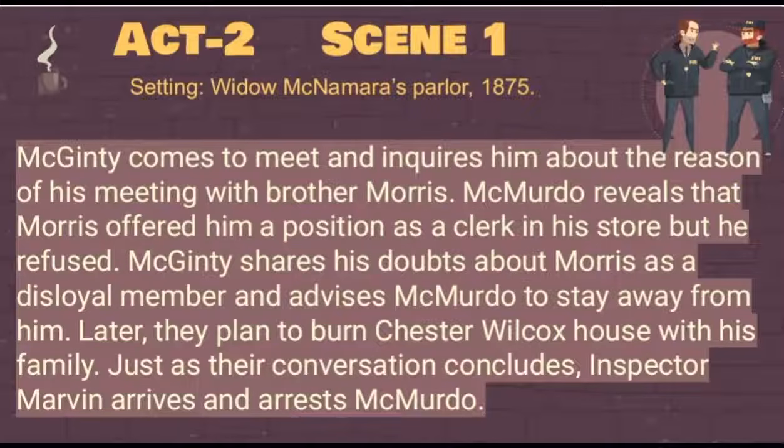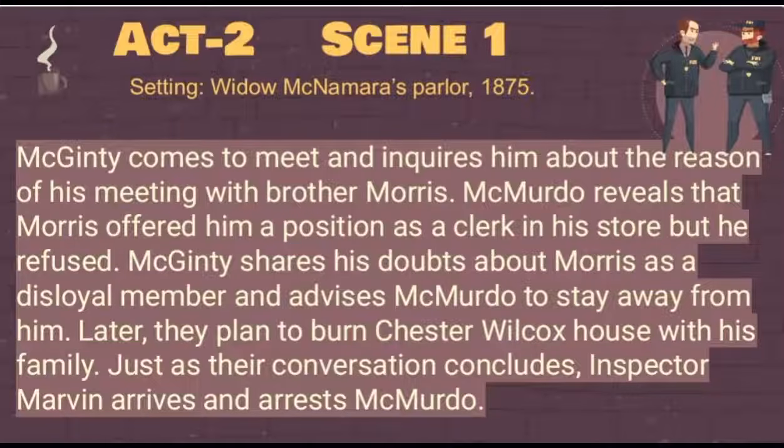McGinty comes to meet McMurdo and inquires about the reason for his meeting with Brother Morris. McMurdo and Morris already had a plan for what they were going to share with McGinty. So McMurdo reveals that Morris offered him a position as a clerk in his store, but he refused it. McGinty shares his doubts about Morris as a disloyal member and advises McMurdo to stay away from him. In simple words, he threatens McMurdo to stay away, otherwise he will also be considered a disloyal person.